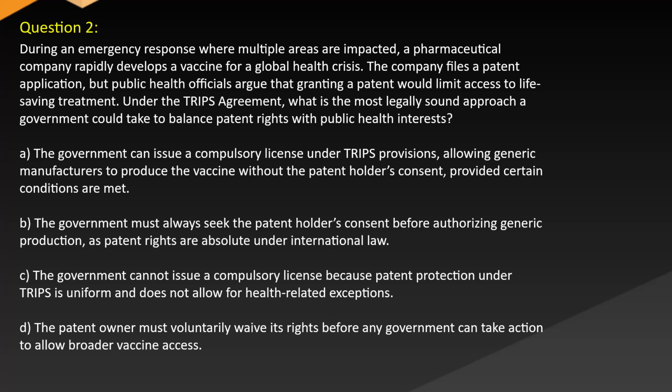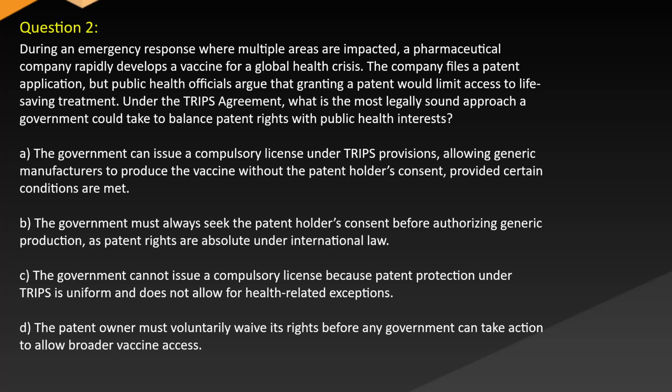Question 2. During an emergency response where multiple areas are impacted, a pharmaceutical company rapidly develops a vaccine for a global health crisis. The company files a patent application, but public health officials argue that granting a patent would limit access to life-saving treatment. Under the TRIPS agreement, what is the most legally sound approach a government could take to balance patent rights with public health interests?